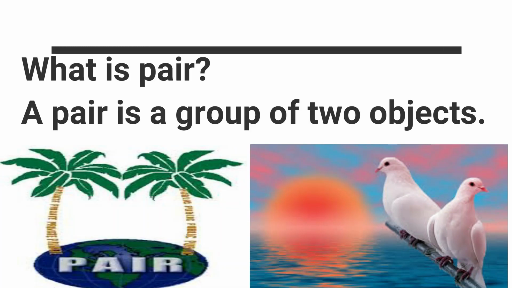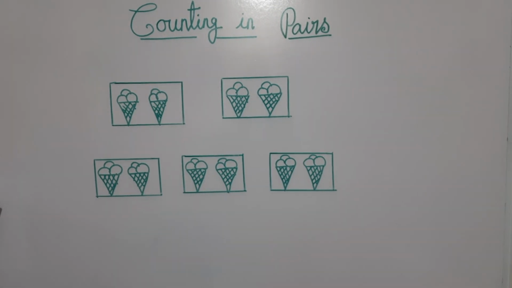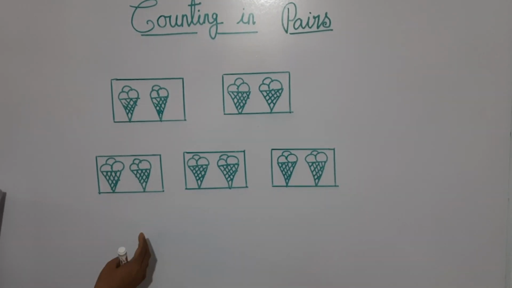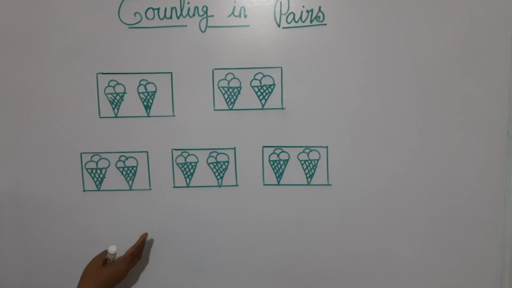Now we will learn counting in pair. What is pair? A pair is a group of 2 objects. Here we are having 2 examples. One pair of coconut tree, another pair of bird. Now we will learn how to count objects in pair.